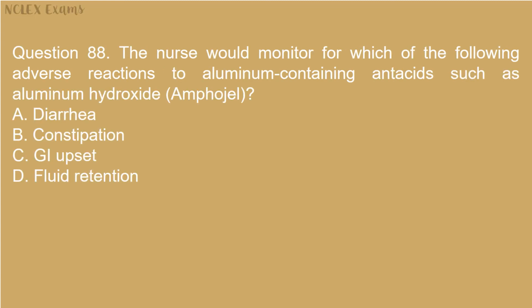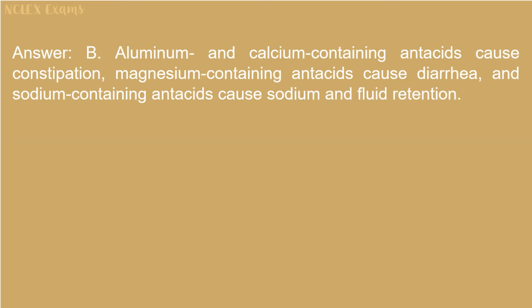Question 88. The nurse would monitor for which of the following adverse reactions to aluminum-containing antacids such as aluminum hydroxide? A. Diarrhea. B. Constipation. C. GI upset. D. Fluid retention. Answer B. Aluminum and calcium-containing antacids cause constipation, magnesium-containing antacids cause diarrhea, and sodium-containing antacids cause sodium and fluid retention.